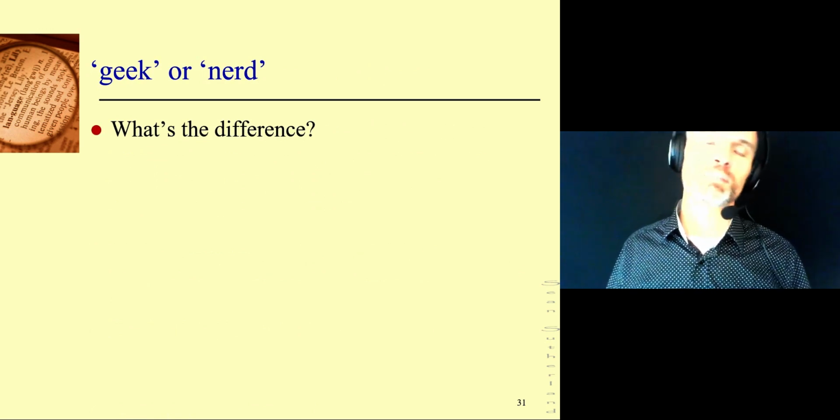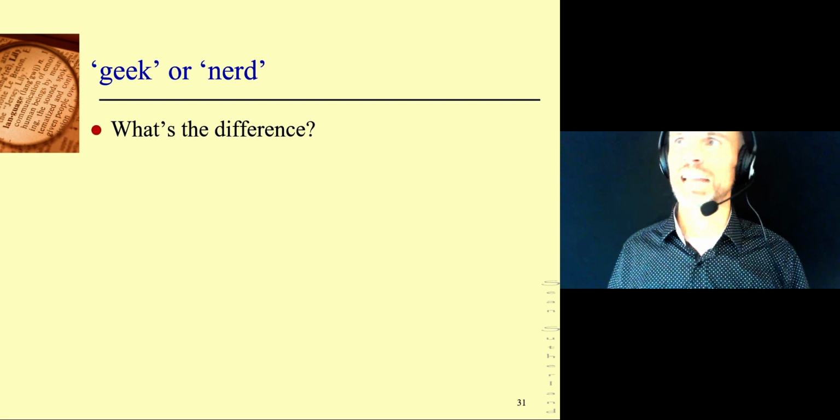research that is much more recent than Rubin's study, and I thought was interesting. Think to yourself for a minute about the difference between geek and nerd. Is there a difference? What's the difference?